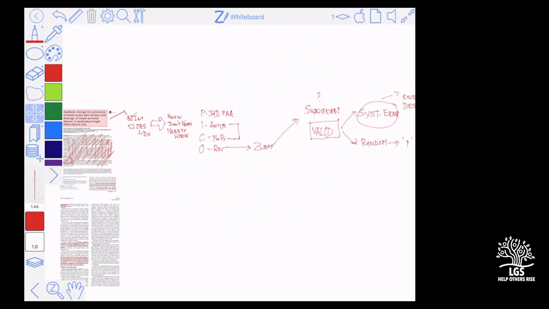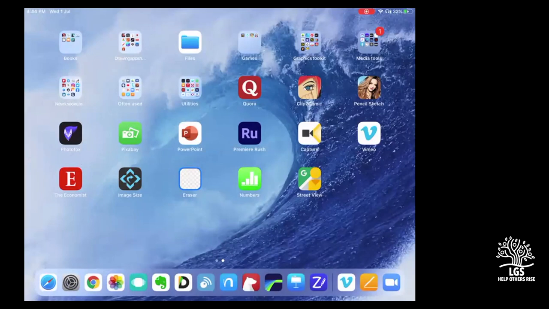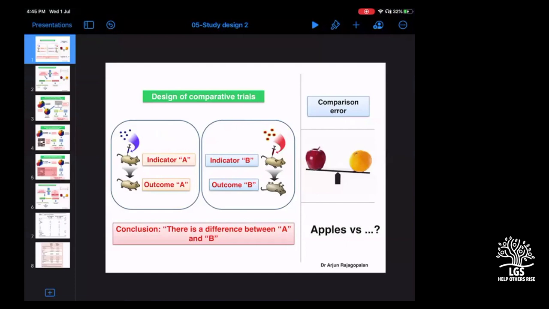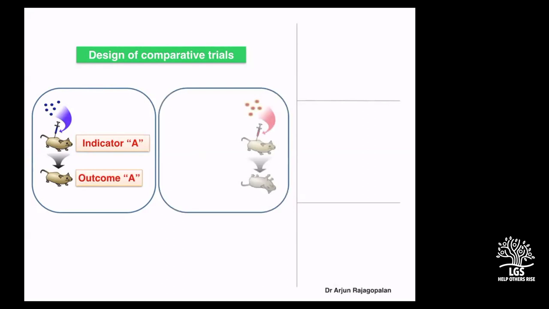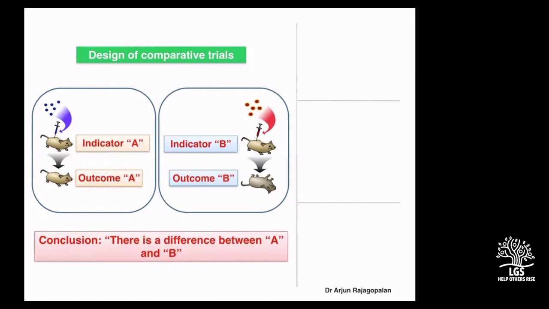So let me now quickly switch slides. We said that all trials in clinicals, at least as far as clinicians are concerned, are comparative trials. We're trying to compare A with B. And what we're always doing, to quickly recapitulate, is we're using an indicator variable A that gives us a certain outcome, and comparing it with a control which has an indicator B, which could be either nothing or it could be some existing treatment, and comparing the two outcomes. And we are now trying to say that there is a difference between A and B.